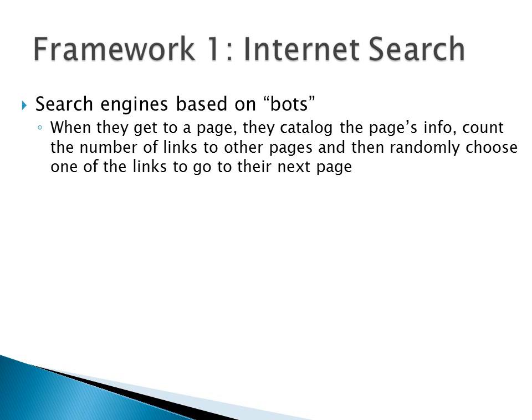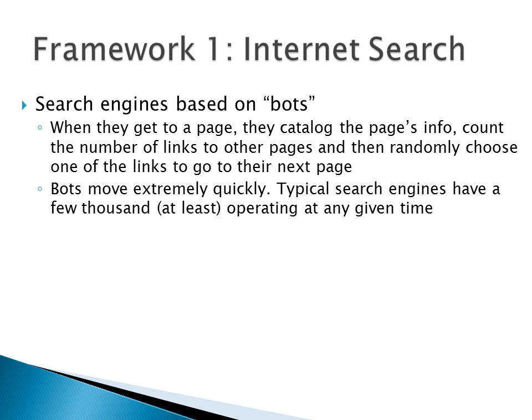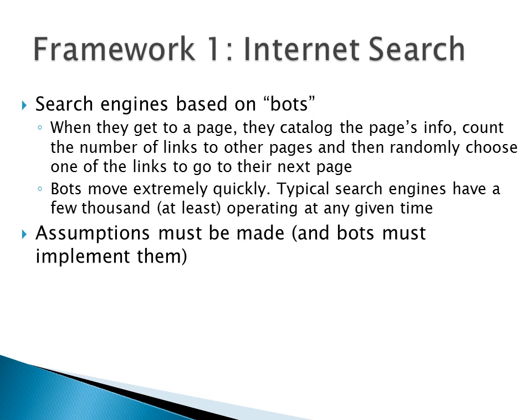Bots run around from page to page. They get the page's information, they count the number of links to other pages, and then they randomly choose one of those links to go to the next page. They move very fast. There are at least a few thousand operating at any given time, and a bot, again, is an automated web user, a program that accesses web pages.